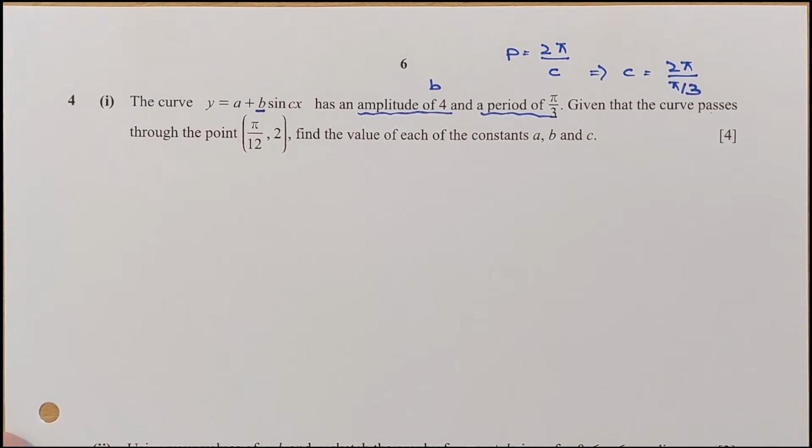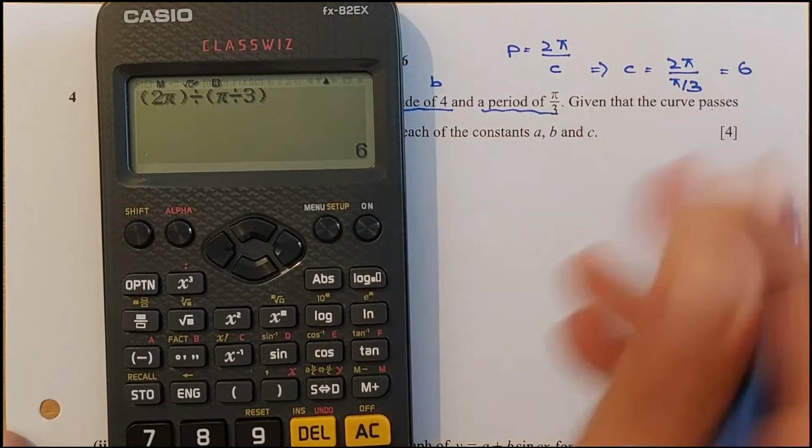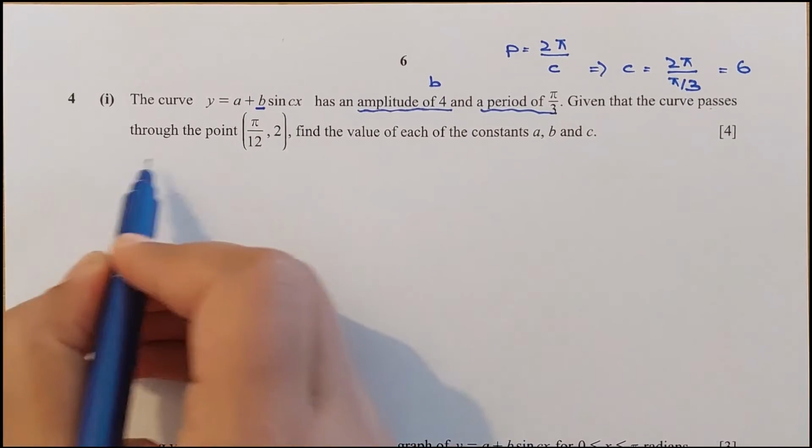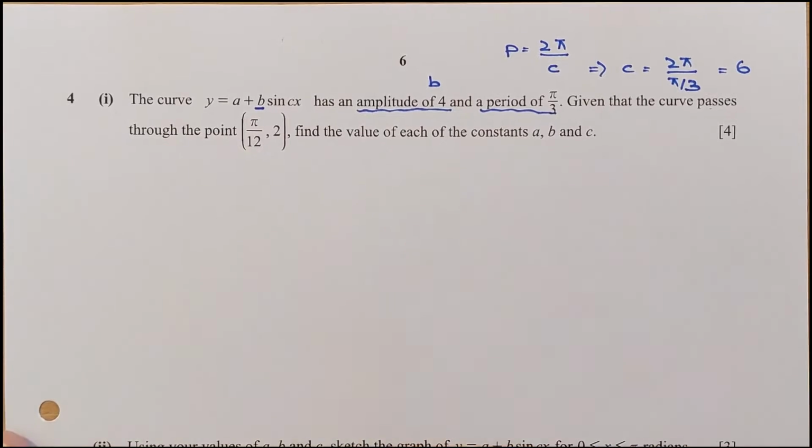Right, now let me simplify this. We can say 2 pi divided by pi over 3 equals 6. So the c value is 6. Given that the curve passes through the point pi by 12 and 2, find the values of each of the constants a, b, and c.